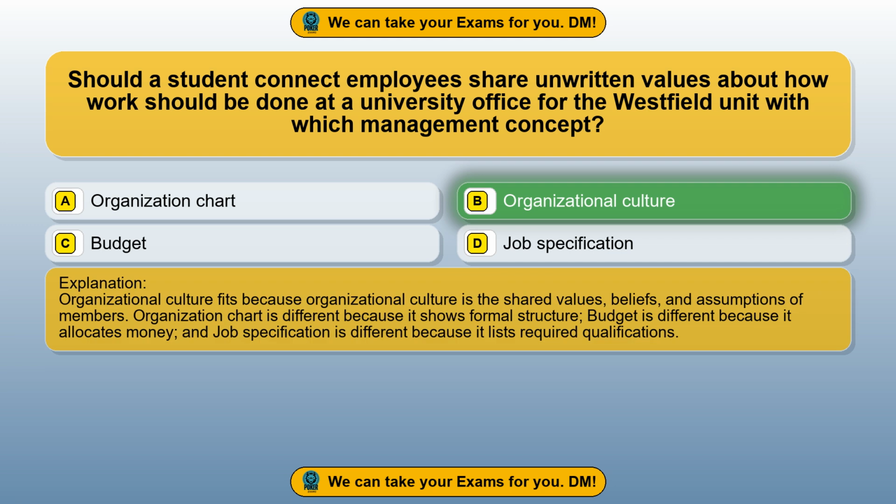Organizational culture fits because organizational culture is the shared values, beliefs, and assumptions of members. Organization chart is different because it shows formal structure. Budget is different because it allocates money, and job specification is different because it lists required qualifications.